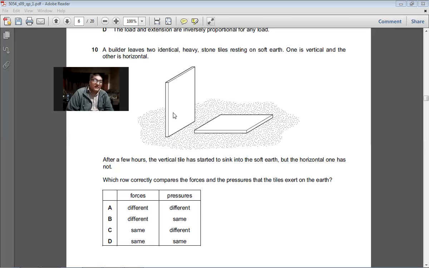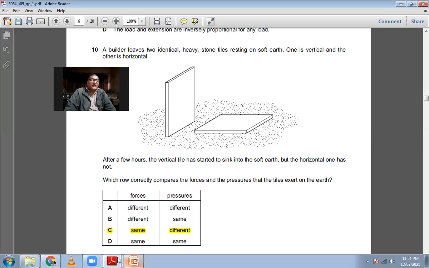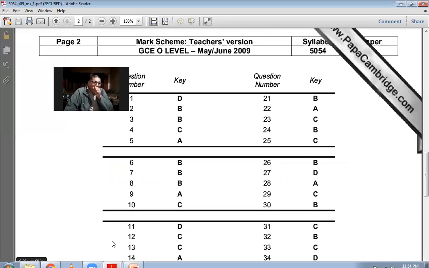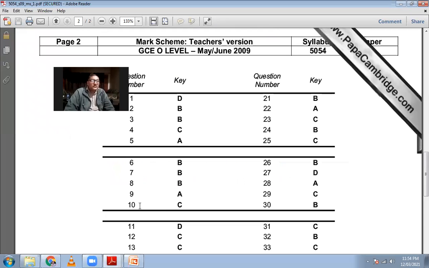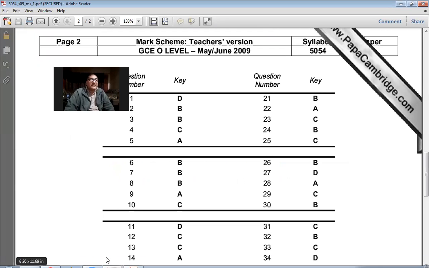So I think the forces acting are the same. That's their weight, which is acting on the soft earth, and the pressure exerted by both is different because their contact area with the ground is different. So the forces are the same and the pressures are different. So I think D is the choice. Question number 10, you can see that C is the right answer.